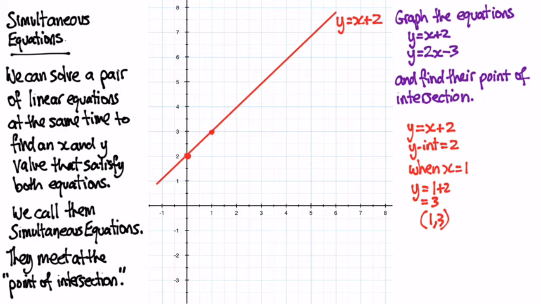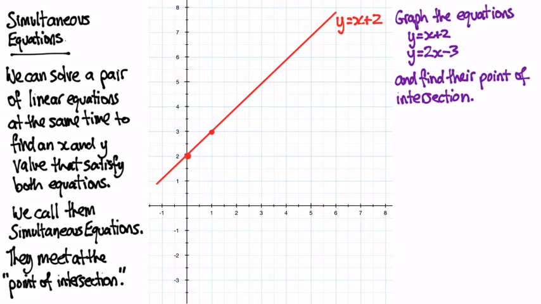Let's do the same thing now for the second line. Once again, the y-intercept is easy to work out. It's this value here, the negative 3. So I know that my line is going to cut through the y-axis here at negative 3. So I can plot my first point there.